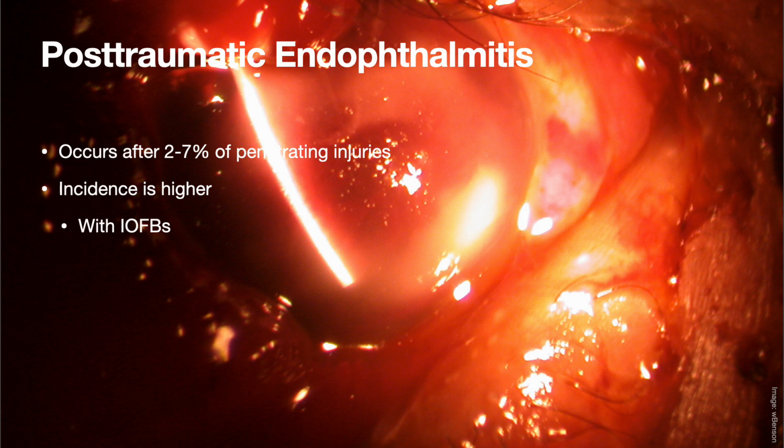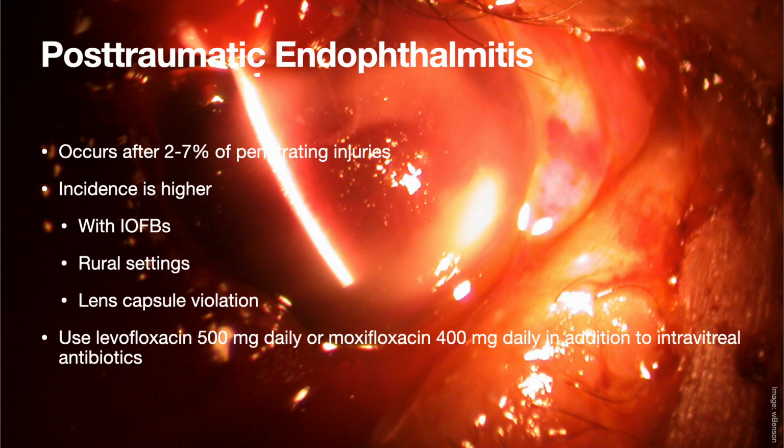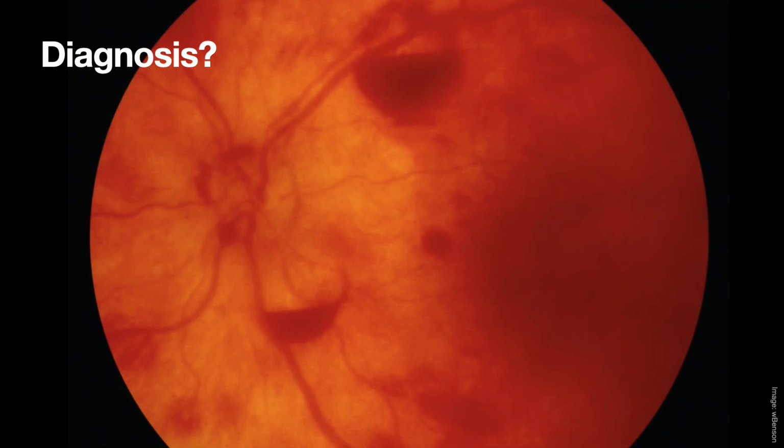And post-traumatic endophthalmitis occurs after 2 to 7% of penetrating injuries. Incidence is higher with IOFBs, and that's a no-brainer. Risk factors include rural settings and lens capsule violation, and we recommend using fourth generation fluoroquinolones or third levofloxacin. I never know if it's third or fourth. I give Moxi 400 for like 10 days, and then also intravitreal antibiotics, of course. And then if we can do a vitrectomy, we will. But if the cornea looks like that, we don't. Bacillus cereus accounts for 25% of cases.